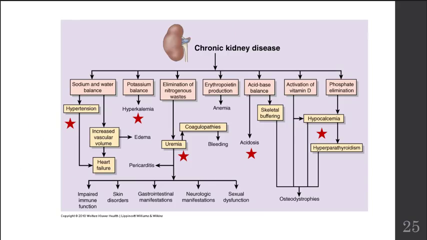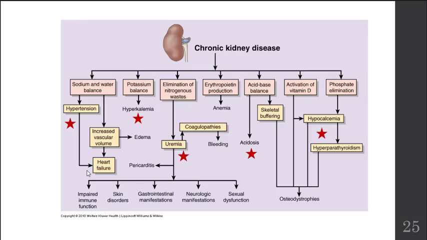And finally, we have a nice summary slide covering much of what we've already talked about when it comes to chronic kidney disease and some of the effects that can be seen. Starting on the left is sodium and water imbalance, and that makes sense because if we're not removing water and sodium, then it's going to remain within our plasma and cause hypertension and increased vascular volume, which could ultimately result in failure of the heart.